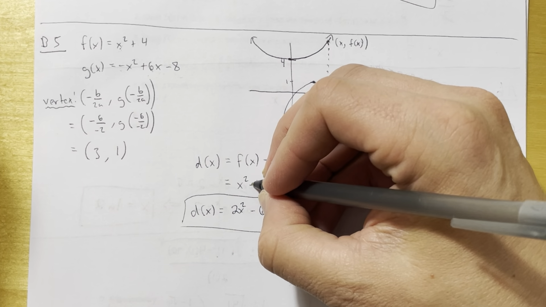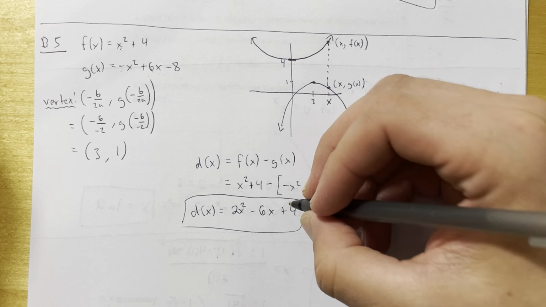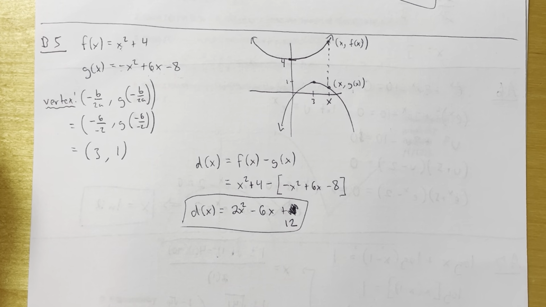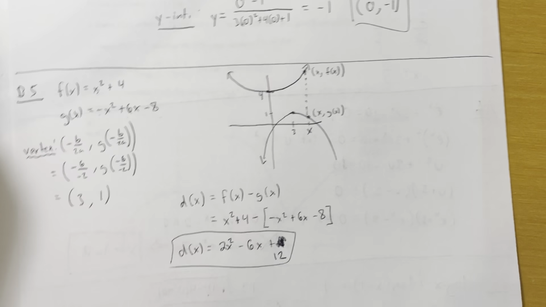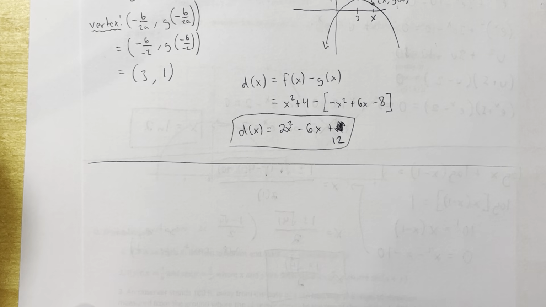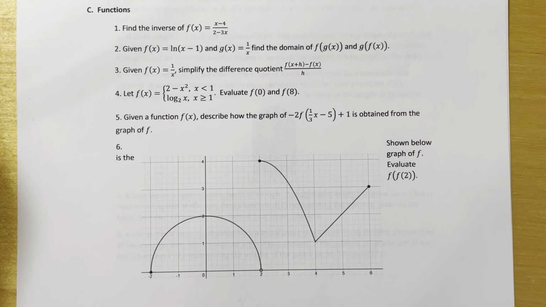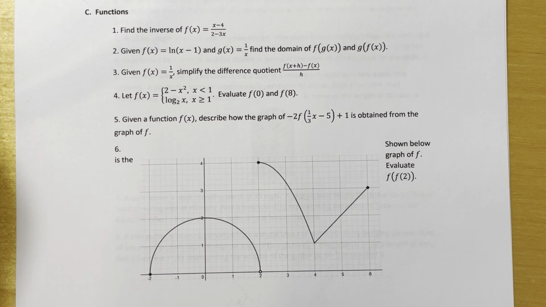So let me just change that. This should be plus 4, and that changes this to plus 12 when I simplify. So sorry about that mistake. Now we can go ahead and move on. So that's all I wanted to look at in section B. Let's take a look at section C now, where we're dealing with the topic of functions.